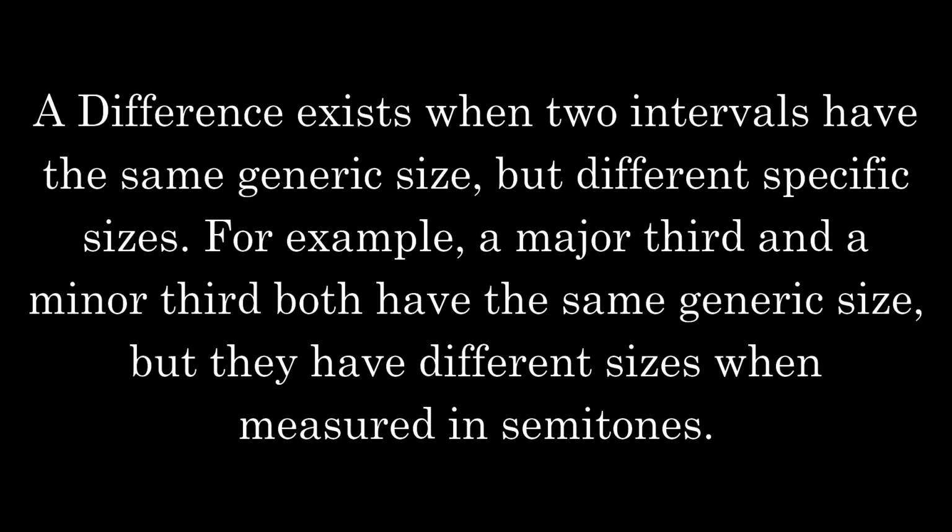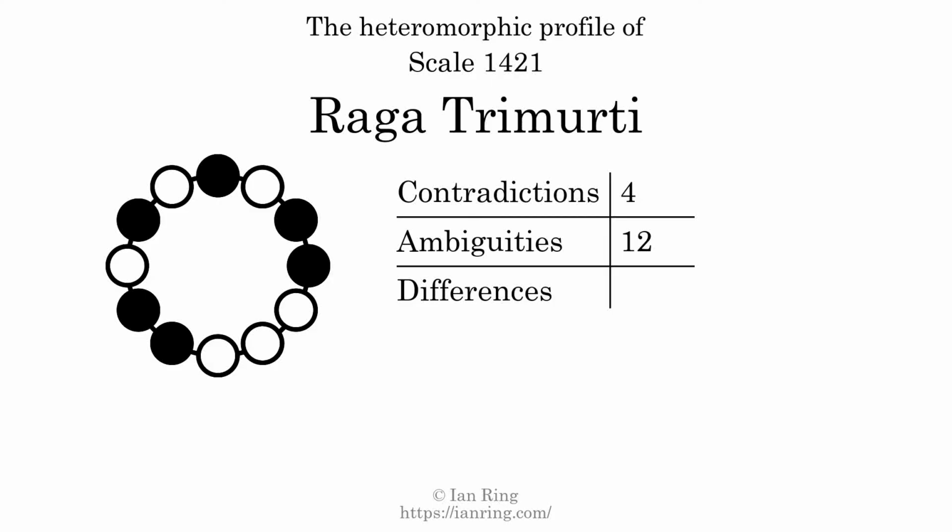A difference exists when 2 intervals have the same generic size, but different specific sizes. For example, a major third and a minor third both have the same generic size, but they have different sizes when measured in semitones. The number of differences in this scale is 58.